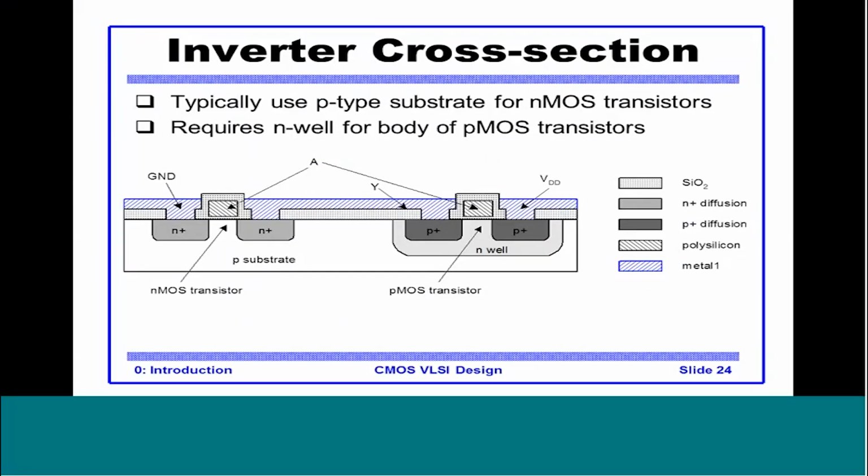Okay, now let's look at the inverter cross section. That is, when the inverter is laid out and manufactured, what does it look like on layout? As we remember, the inverter is made up of a PMOS and an NMOS. This part is the NMOS transistor and this part is the PMOS transistor. Typically the substrate, that is the silicon wafer, is doped with p-type material with a group 3 impurity to make a p substrate. Since the NMOS transistor needs a p substrate, the N+ doped regions can be directly diffused here to make the source and drain of the NMOS transistor.